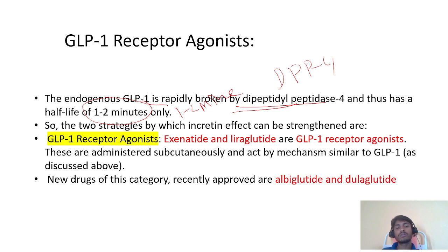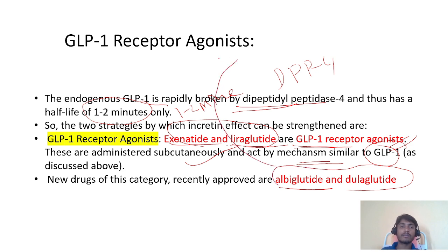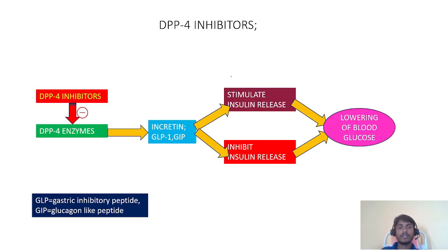So there are two strategies by which the incretin effect can be strengthened. One is GLP-1 receptor agonists, that is exenatide and liraglutide. These are the two drugs. They can be administered by the subcutaneous route, and the mechanism of action is similar to that of GLP-1. New drugs of this category are semaglutide and dulaglutide, which also come under GLP-1 receptor agonists.